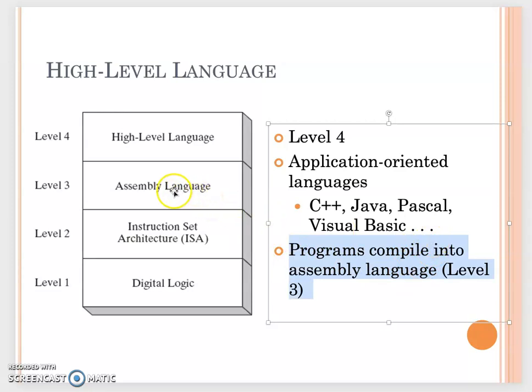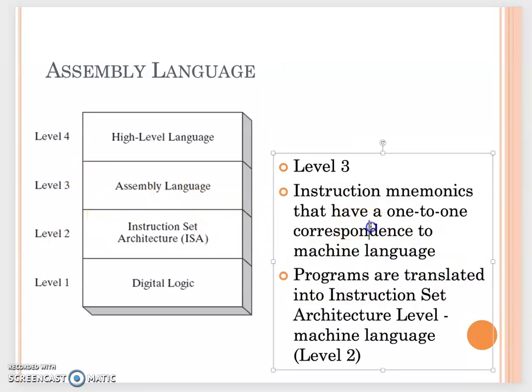So let's go to level 3. When we come to level 3, that's what you will learn from this class. Assembly language is basically mnemonic instructions. Like we showed you earlier, you have add, you have sub, you have mov, you have call. They have a one-to-one correspondence to the machine language. After you have assembly language, then they will be translated into the machine language.